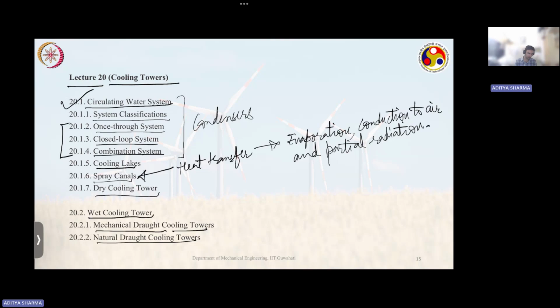So these two also are related to your circulating water system. Okay, all right. So these basically receive your hot circulating water that exits the condenser. Okay, so from that context, these have been discussed.